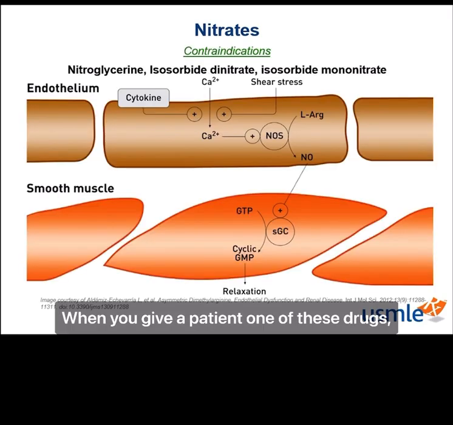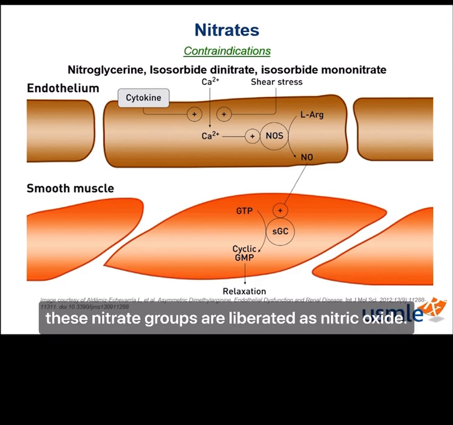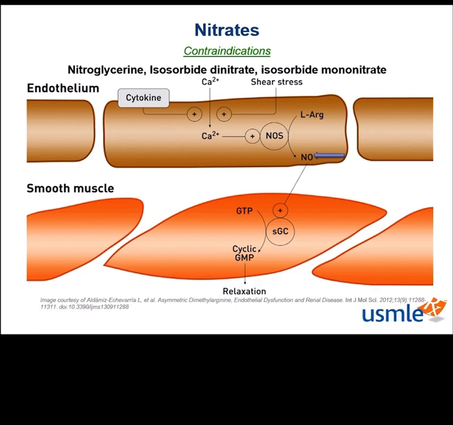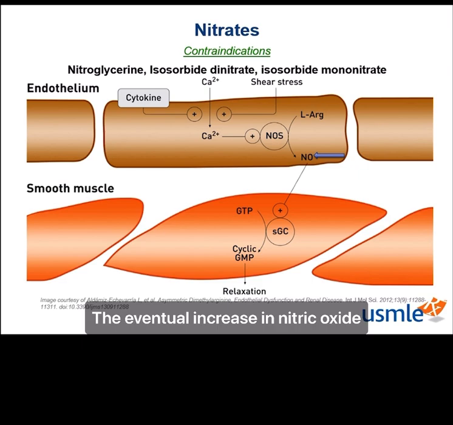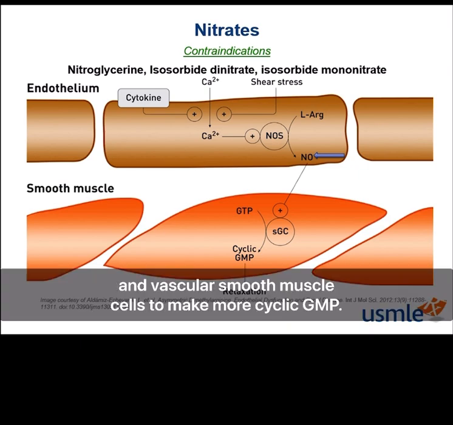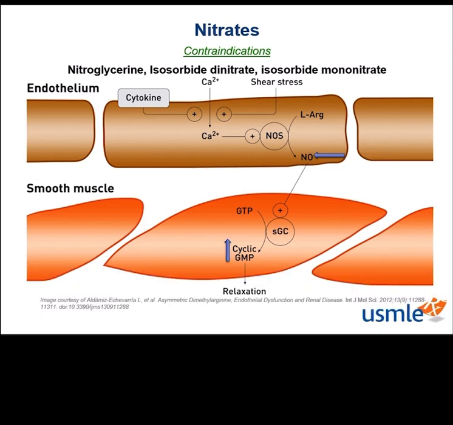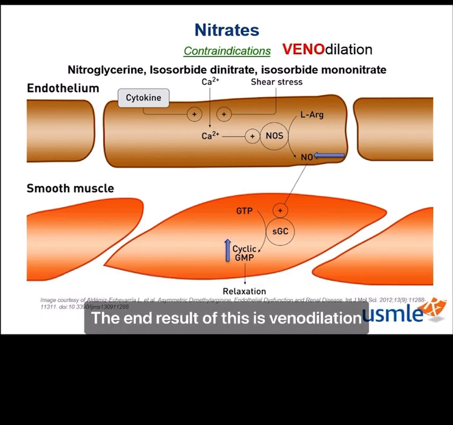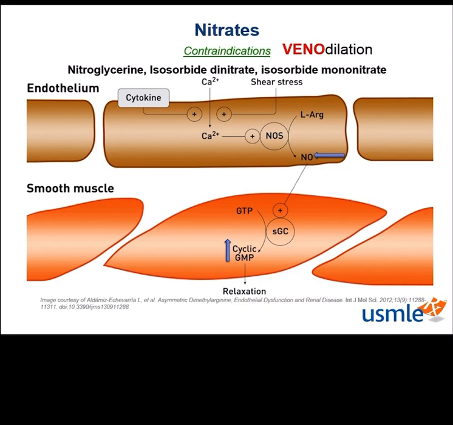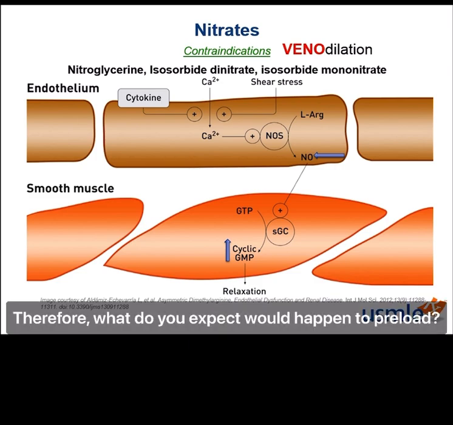When you give a patient one of these drugs, these nitrate groups are liberated as nitric oxide. The eventual increase in nitric oxide increases soluble guanylate cyclase in vascular smooth muscle cells to make more cyclic GMP. The end result of this is venodilation more so than arterial dilation. Therefore, what do you expect would happen to preload?